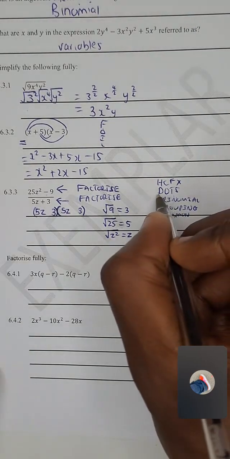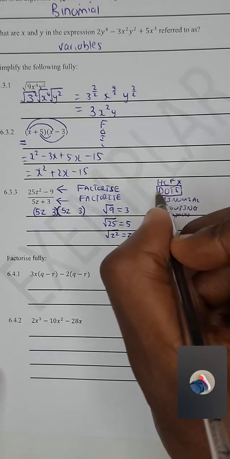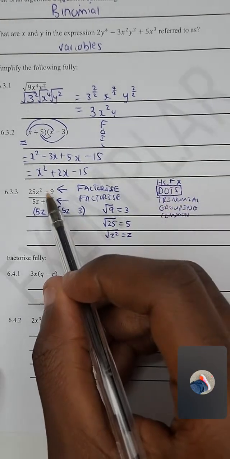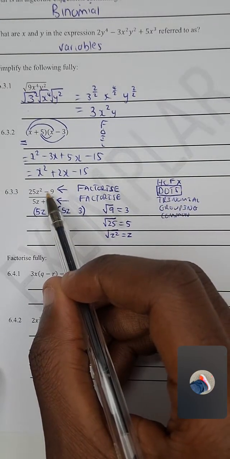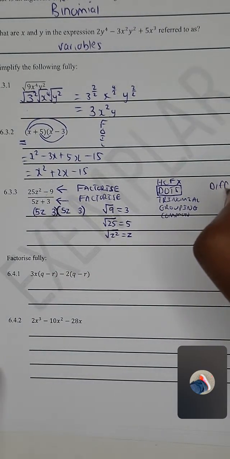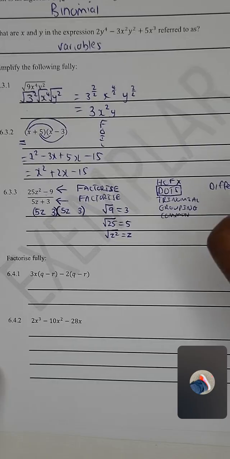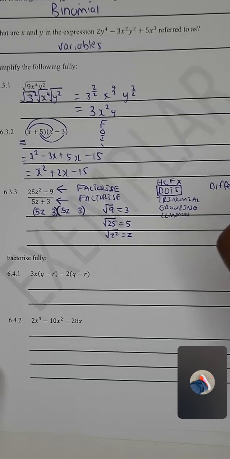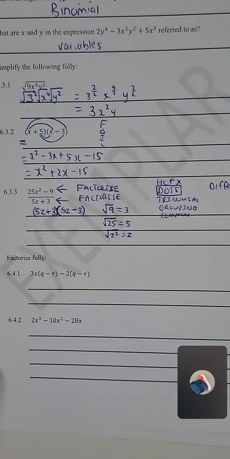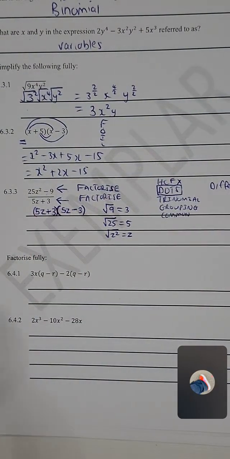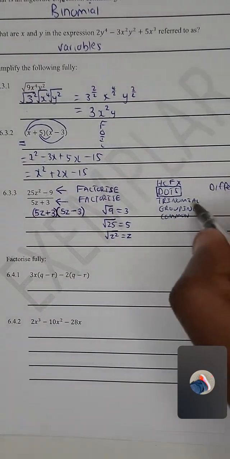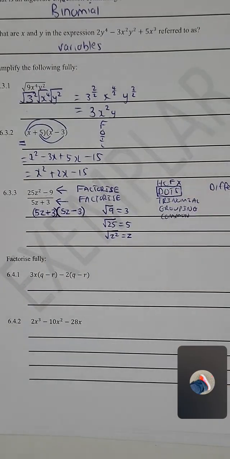Then because it is a difference of two squares, a negative sign for your second term means you are going to have different signs inside your brackets. Are you following? So that's going to be plus, minus. That is what we call factorization. That is difference of two squares.